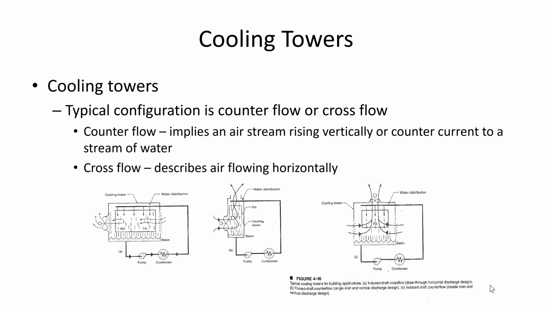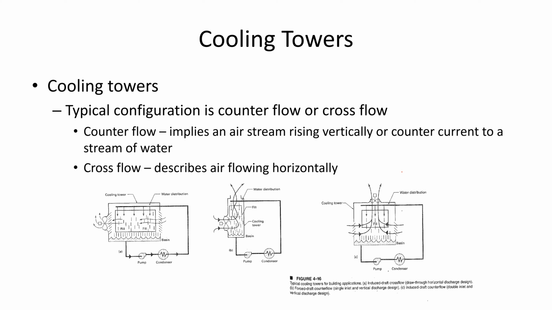Okay, so this is the last of the lecture that we had on chillers, and we left off back before break talking about cooling towers. So just to review real quick, there's two typical configurations for cooling towers. We can either have a counterflow type of cooling tower where the air is rising up vertically through the cooling tower, or counter to what the current stream of water is heading in.